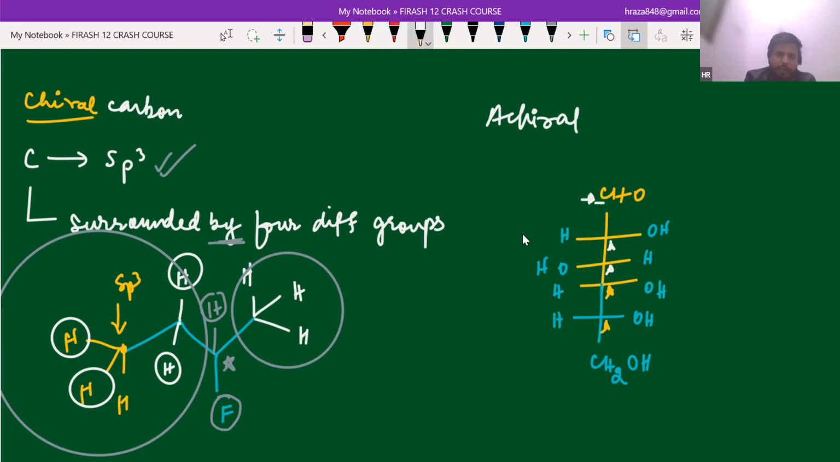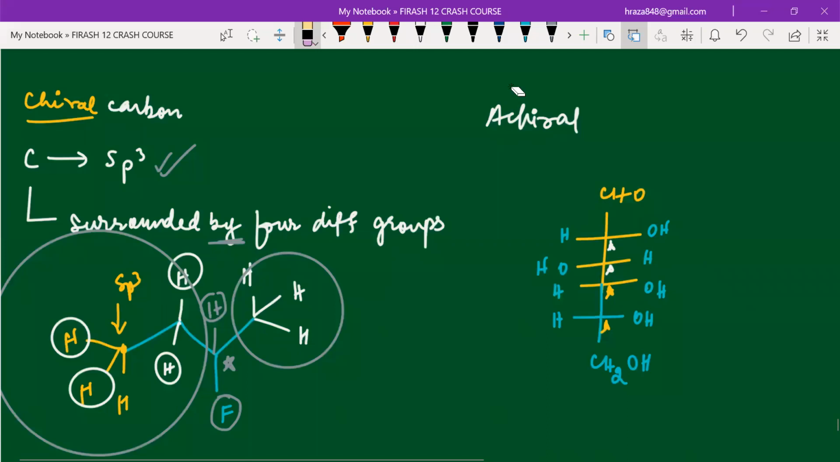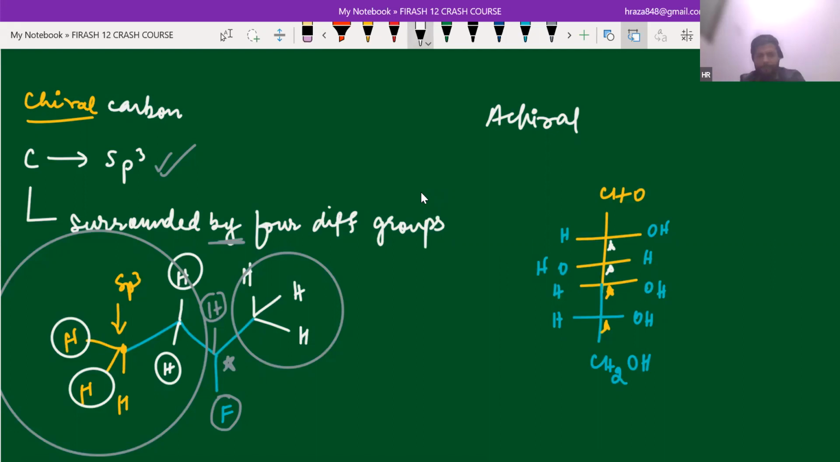Is this chiral? No. Why? Tell me the reason. It has only 3. What 3? There's a CHO, an OH, H, and one more H. What two groups do you want? Are you talking about this?